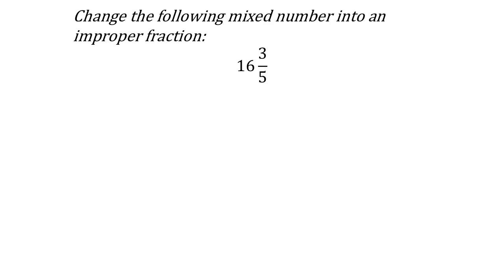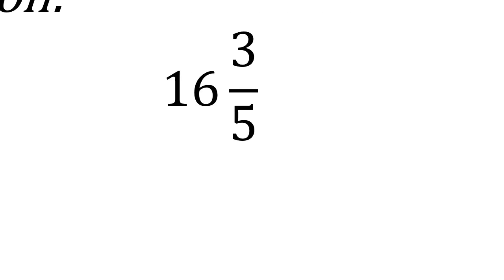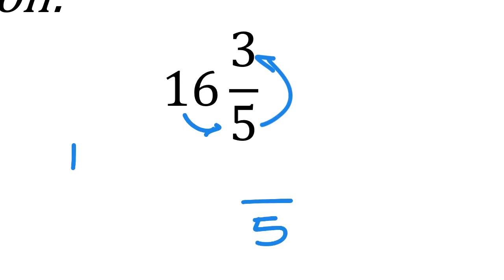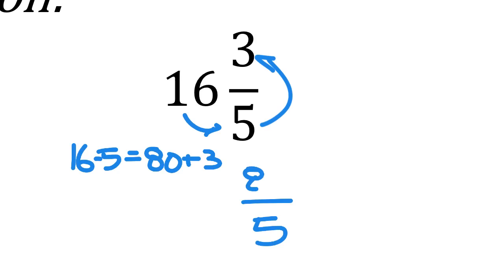So I'm going to choose to use that cycle method. So I'm going to take the 16 and multiply it by 5 and add the 3, right? And we're going to keep that denominator in fifths. So 16 times 5, that's going to give us 80. And then adding the numerator 3 gives us 83. So this would be the improper fraction that represents that mixed number.